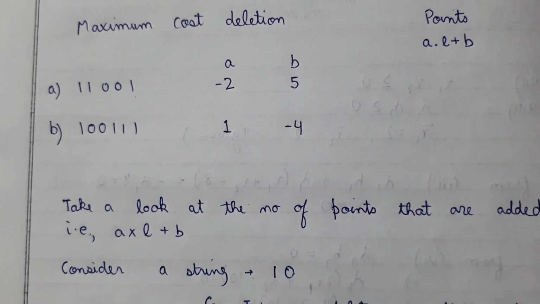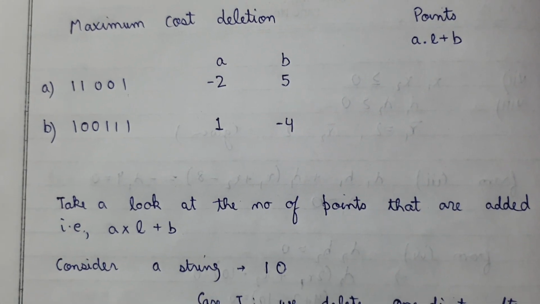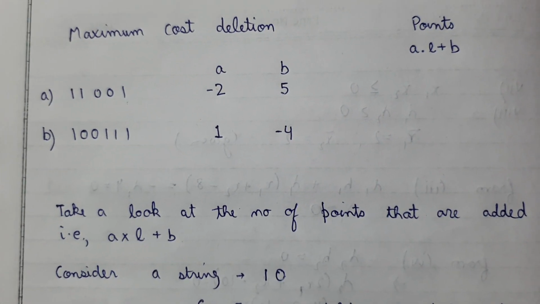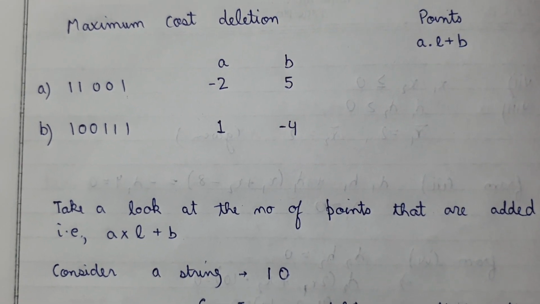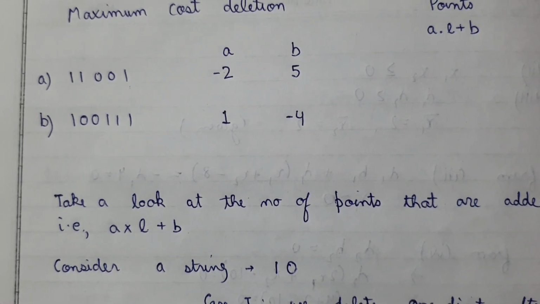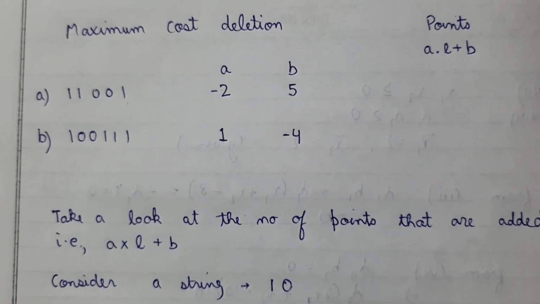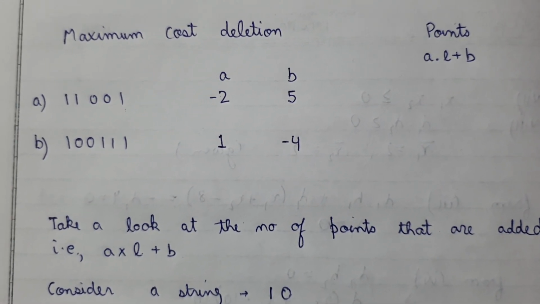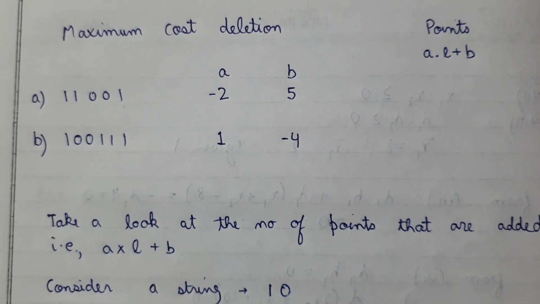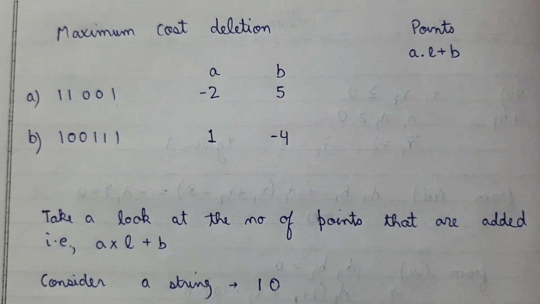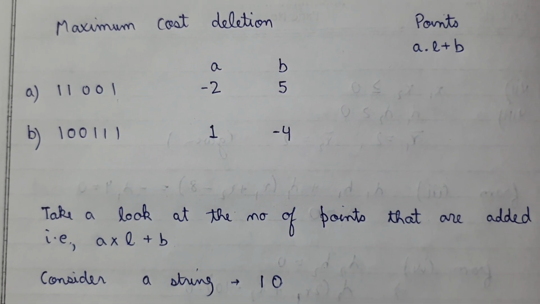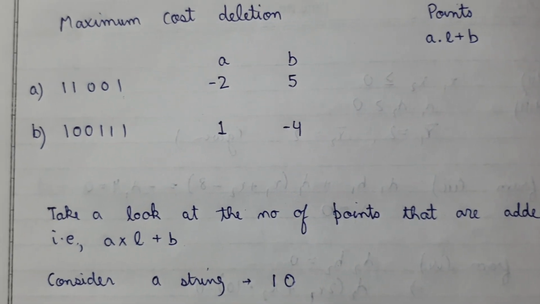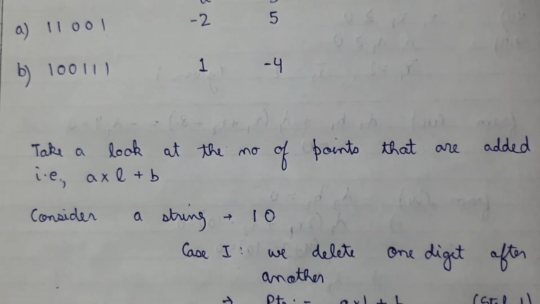And how are the operations done? We have to choose a substring such that the consecutive digits of that substring are the same. It can be 0 or it can be 1, and the points that we score in deleting that substring is a into length plus b. So a and b are given in our input, and the problem question is given in the description.